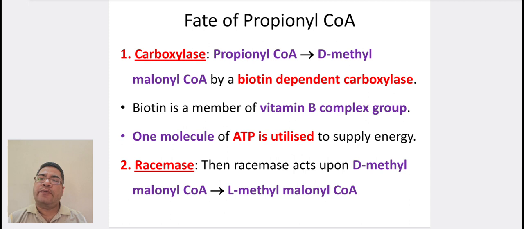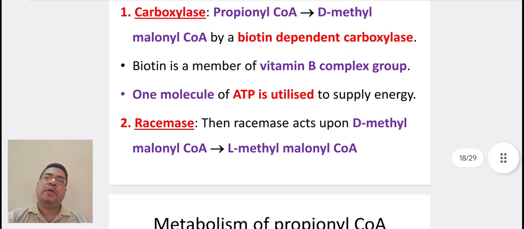Propionyl CoA is converted to D-methylmalonyl CoA by a biotin-dependent carboxylase. Biotin is a member of the vitamin B complex group. One molecule of ATP is utilized to supply energy. Then the next enzyme to act is racemase. The racemase acts upon D-methylmalonyl CoA to form L-methylmalonyl CoA.